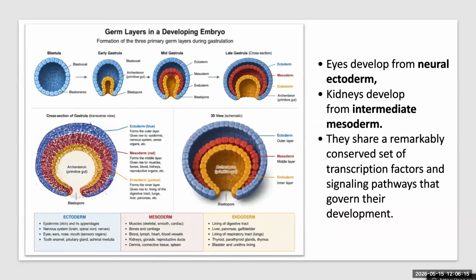Just to let you know, they originate from different parts of the embryo: the eye develops from neuroectoderm and the kidneys from intermediate mesoderm. So they don't develop from the same germ cell layer, but they are different in that regard. However, there are some transcription factors and genes involved in the development of both, so we can discuss that.